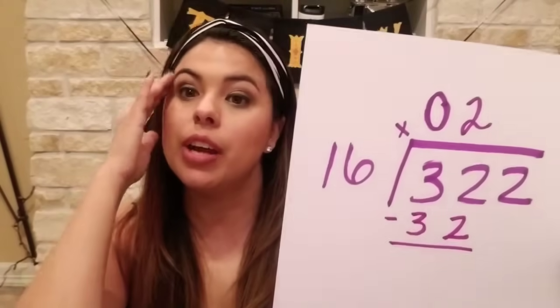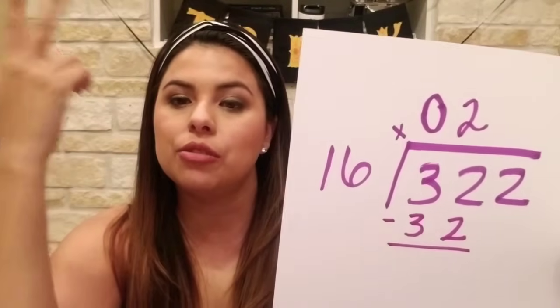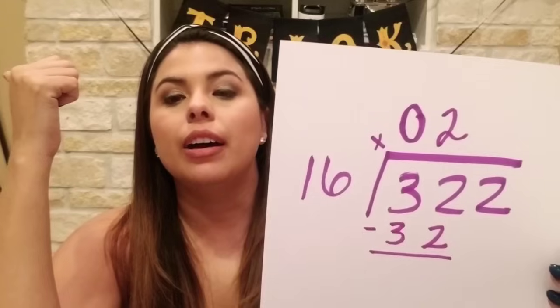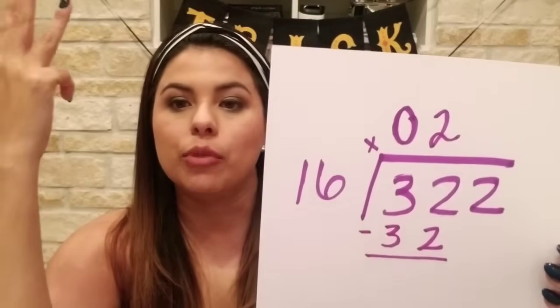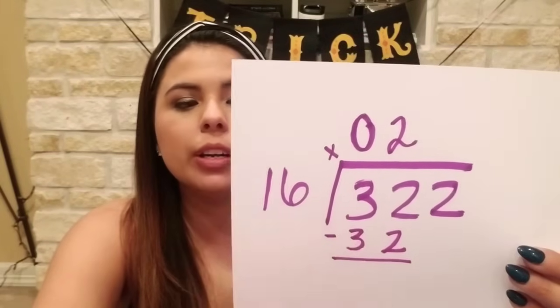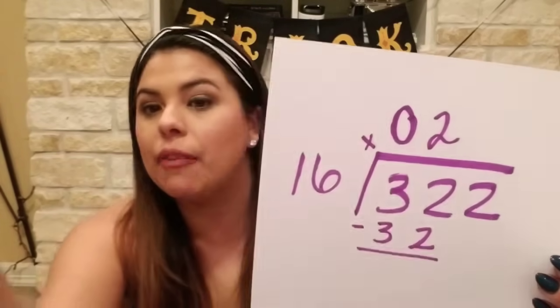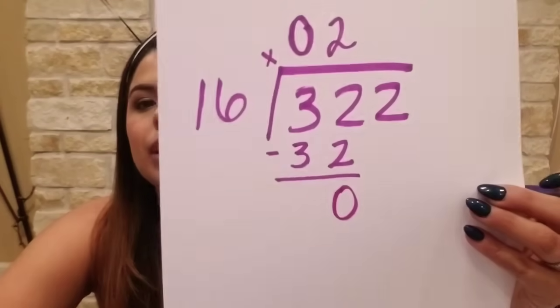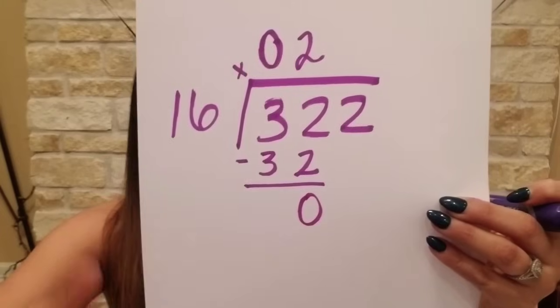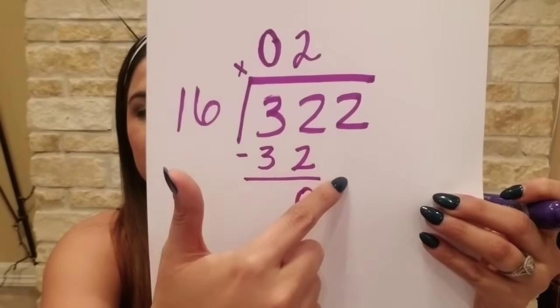Okay? And I'm sorry, I totally forgot to go over the steps: divide, multiply, subtract, and then bring down. So we're already in the subtraction part here. So 32 minus 32 equals 0, right? If I have 32 and I take away 32, that leaves me with 0. Okay? And then my next step is to bring down the 2 here.